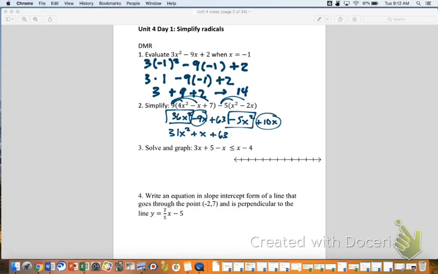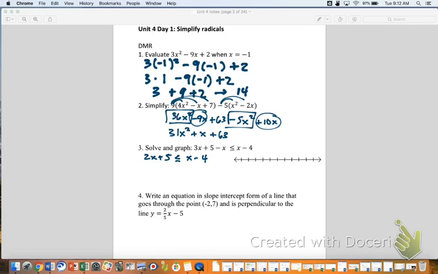Fantastic. All right, so then number 3, we're supposed to solve and graph. Did you notice the 2 terms on the left side that could be combined? 3x and the negative x. So if you combine those, you get 2x plus 5 is less than or equal to x minus 4. And we run into this issue here. There's an x on the left side and an x on the right side. What do I need to do to get those 2 x's together? What would you suggest?